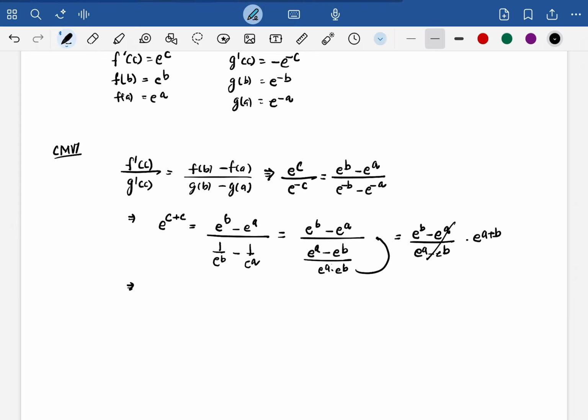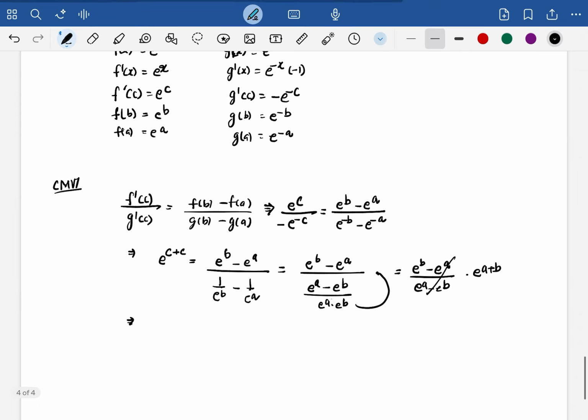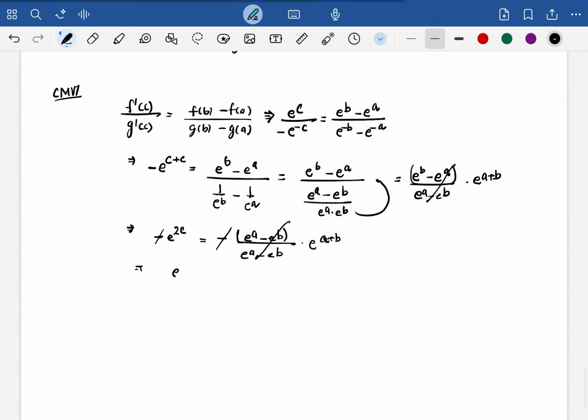Okay, remember one more thing here, g dash c was minus. So minus e to the power 2c, and if we take minus as common, we can say minus is common as e to the power a minus e to the power b divided by e to the power a minus e to the power b, e to the power a plus b. So minus minus will cancel out, and can we say e to the power 2c is equal to e to the power a plus b, or taking the log, 2c is equal to a plus b, and c is (a plus b) by 2. So this is the answer which you wanted.